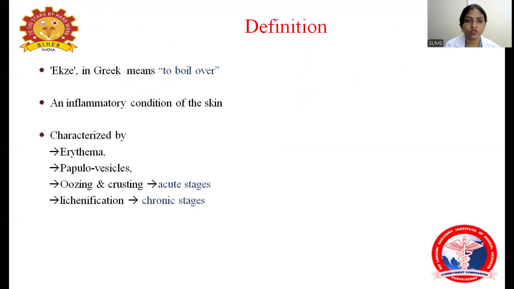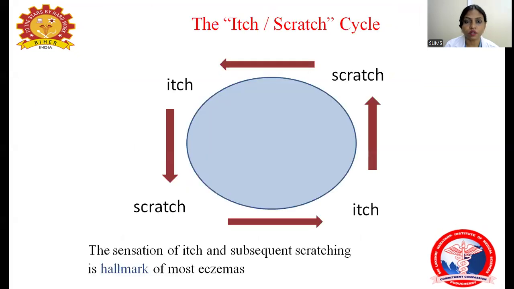First, let us see the definition of eczema. Eczema in Greek means to boil over. It is an inflammatory condition of the skin. It is characterized by erythema, papules, vesicles, oozing, crusting in the acute stages, and lichenification in chronic stages.